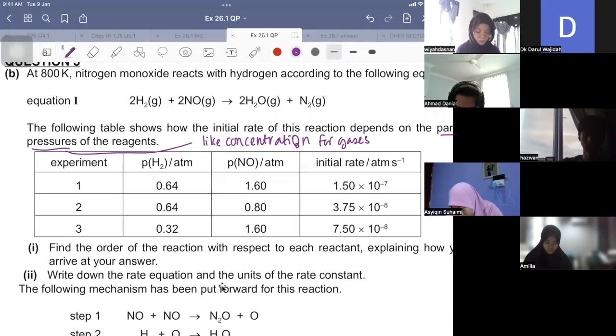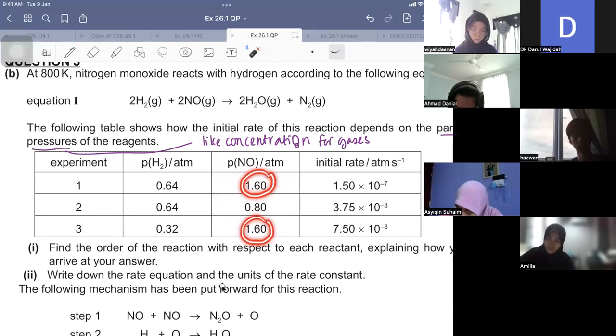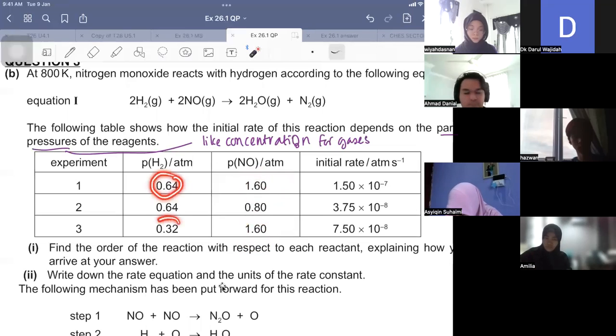Okay, so we're going to find the order quickly because I'm pretty sure that you are already experts in finding the order. So for hydrogen, we can use experiment 1 and 3. Can you see that in experiment 1 and 3, the partial pressure of nitrogen monoxide is the same, but the partial pressure of hydrogen is different? I will use the term concentration, but it's actually partial pressure, because I'm used to that already. So we are going to use experiment 1 and experiment 3.